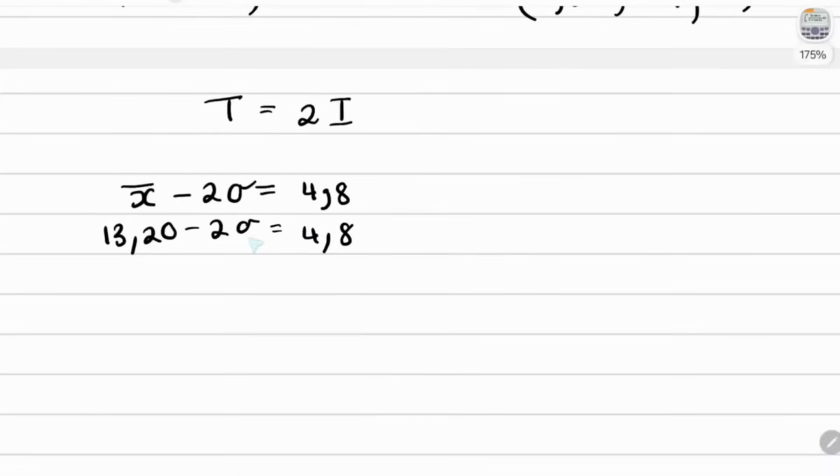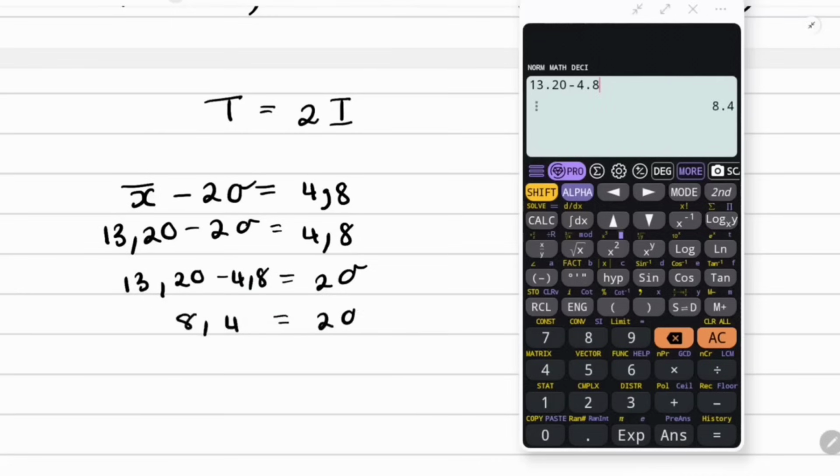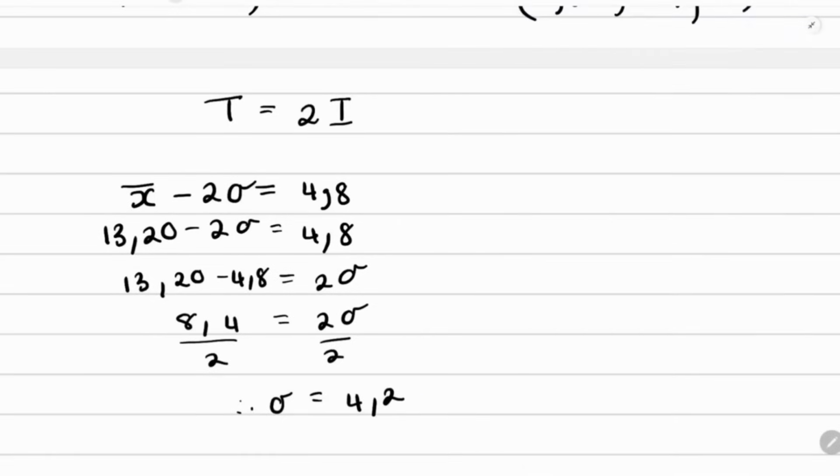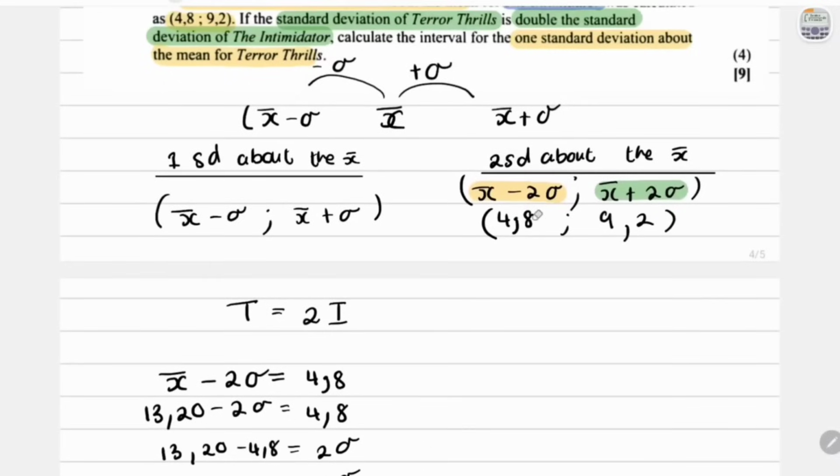So let's solve for the standard deviation. You can take your negative two standard deviations over, so it becomes positive two standard deviations, and you have 13.20 minus 4.8. So we can actually just calculate that here. 13.20 minus 4.8, which is 8.4, is equal to two standard deviations. Then if you divide both sides by 2 to find that standard deviation, our answer divided by 2 gives us 4.2. Now the reason I'm not just going to go ahead and run with this and say, yes, this is my answer, is because they gave us the interval for two standard deviations about the mean for that intimidator ride.